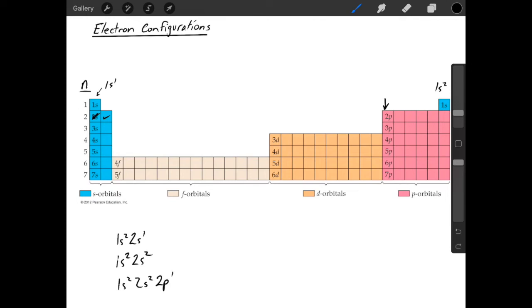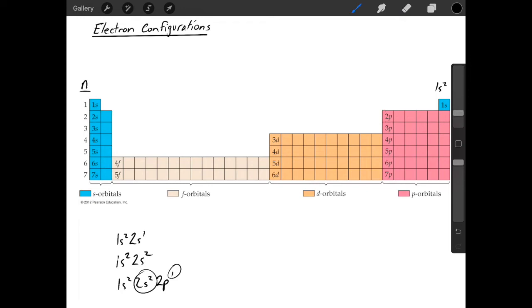You've moved 2 elements across in the s block, 1, 2. So you've filled the 2s orbital, and now you're 1 column into the p block, and you have a p1 configuration.